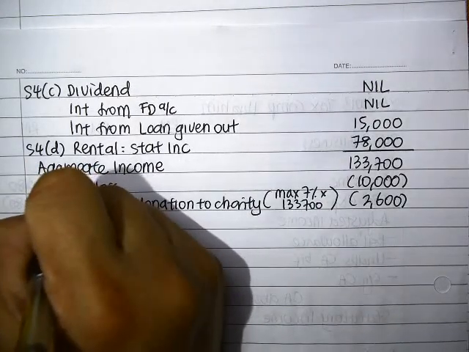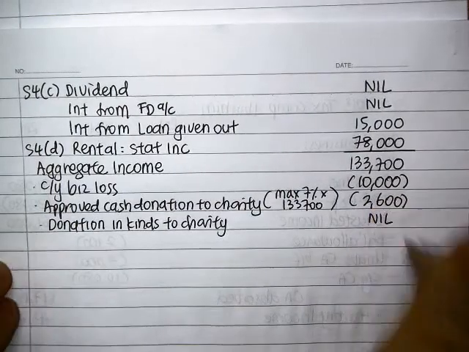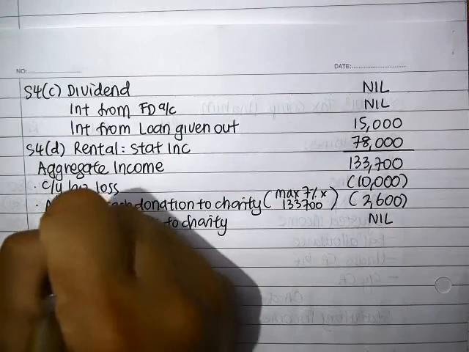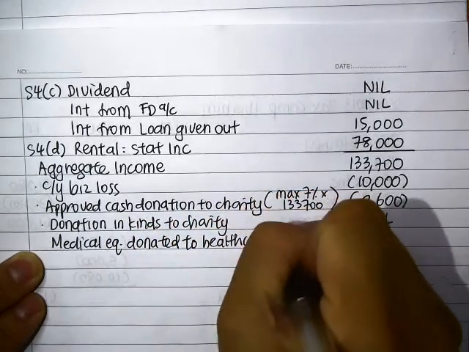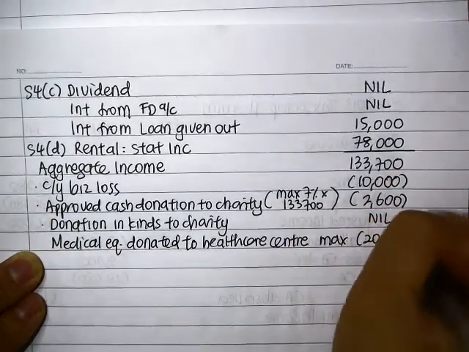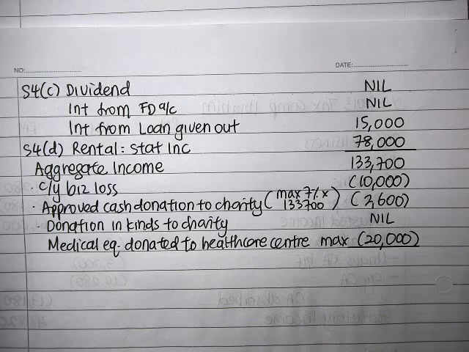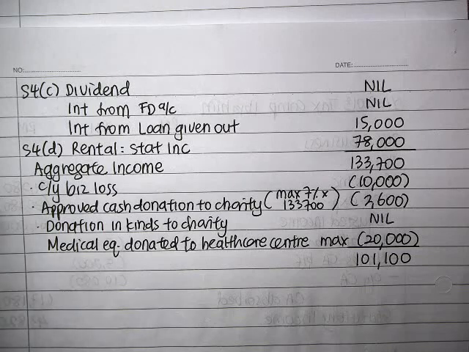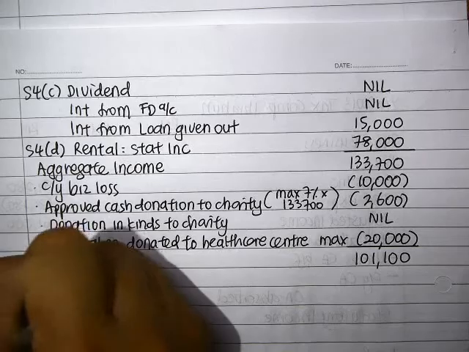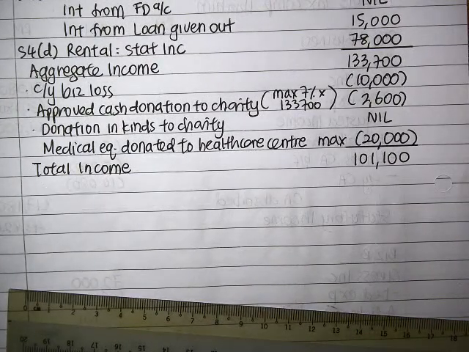Now just indicate that the donation in kind is not an approved donation. So I just put in and then just put a nil there. Then the medical equipment donated to healthcare center, maximum is 20. Alright, so aggregate minus all this 100. What do you call this? After aggregate, the next figure is called what? What's the name? Total. Okay, yes, good, thank you. Total income. So please remember correctly: gross, adjusted, statutory, aggregate, total. Okay, that's how you call it.